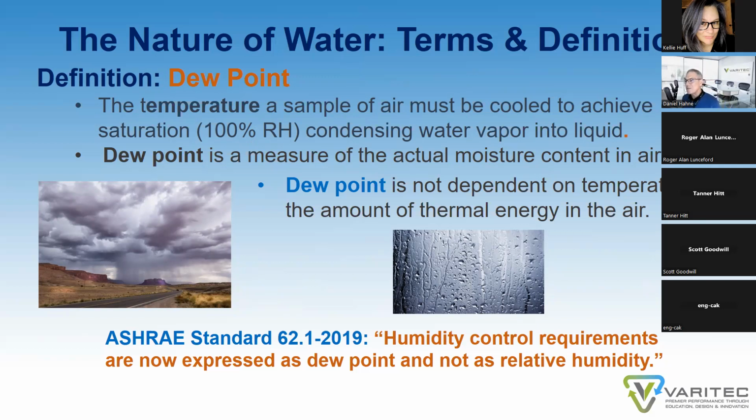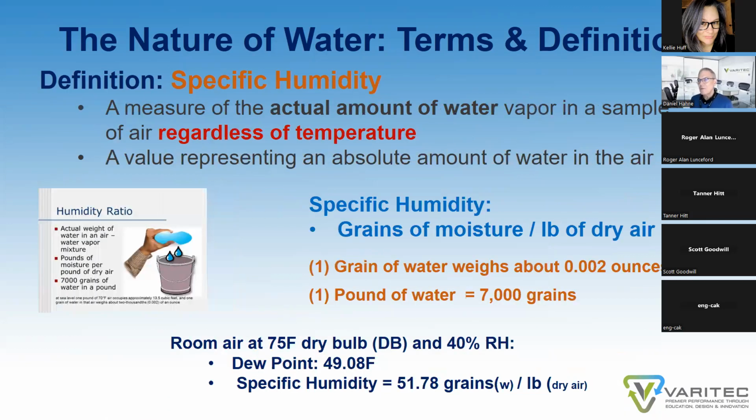So dew point is a measure of the actual moisture content in the air, and if you have a sample of air with a given moisture content, the dew point will be the same whether that sample of air is 50 degrees, 68 degrees, 86 degrees, or 115 degrees. So again, be aware that ASHRAE standard 62.1 2019 has made the move to dew point as the basis for moisture content in future building design recommendations.